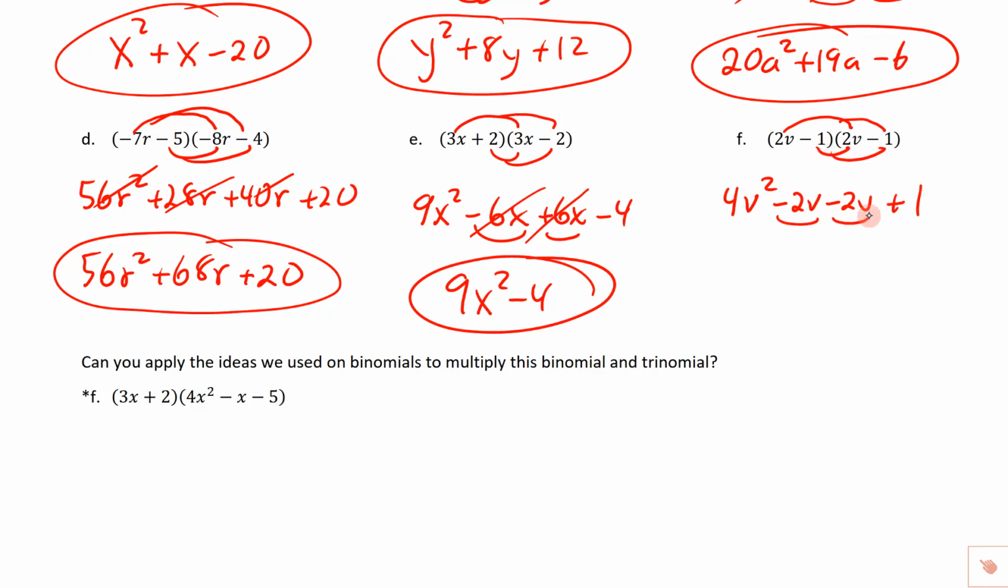Again, we've got some like terms right there. So we've got the v squared term. There's only one of those. Those two, let's see, we have negative 2v minus 2v, so that's going to double up, and that's going to be negative 4v. And then, of course, the constant on the end.